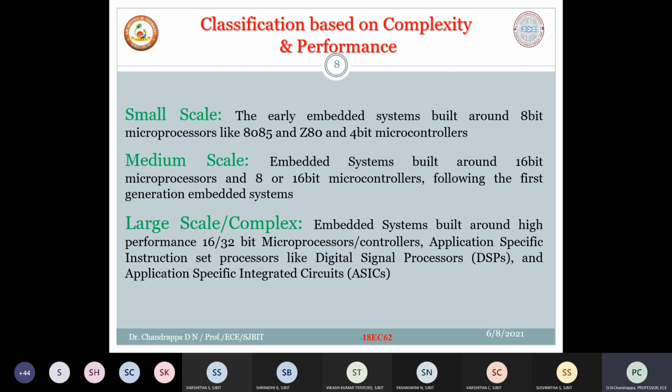Along with that, what do you mean by complex? It can use high performance microcontrollers or microprocessors, or some specific systems built into a single chip, and to streamline the communication. That is what the complexity of the embedded system is. So this classification is based on the complexity and their performance.